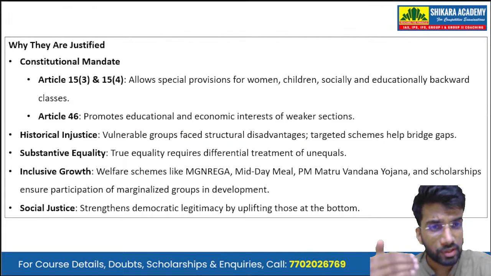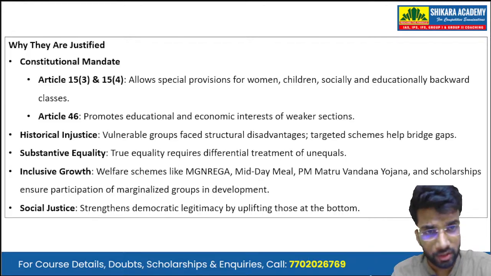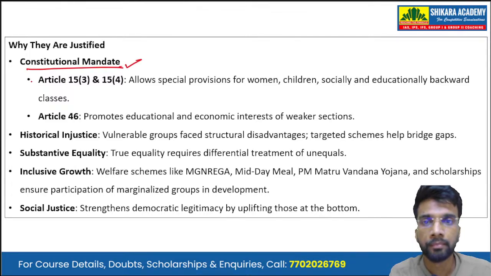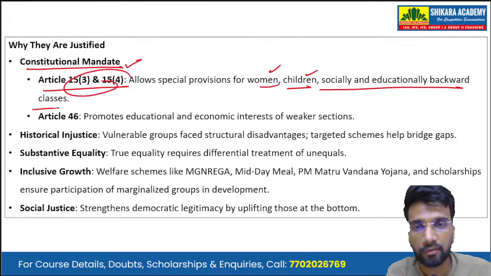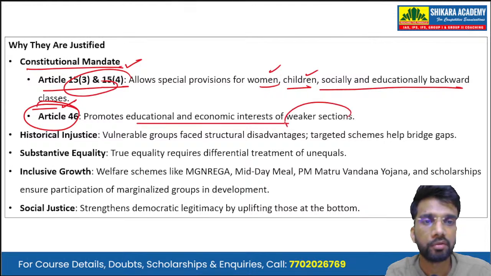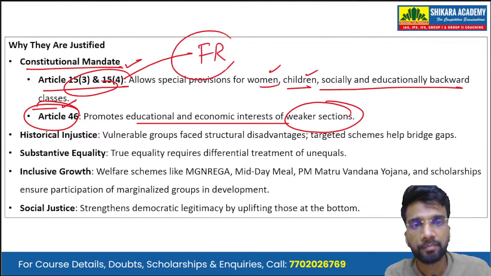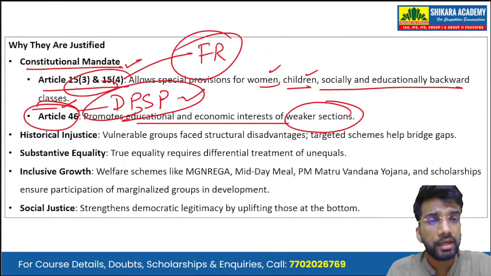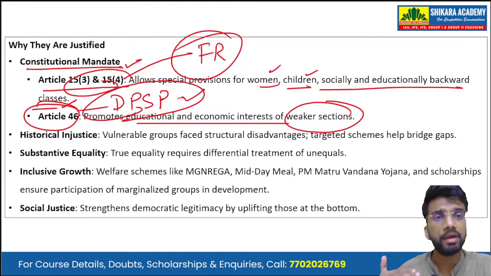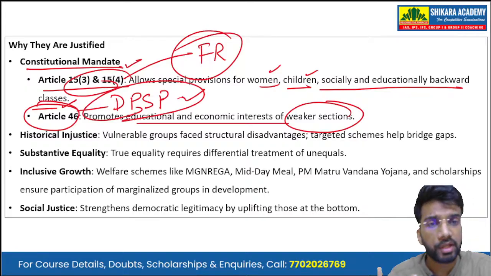But we have to give the justification, and the justification should be stronger than the reasons mentioned. First, we have the constitutional mandate. Article 15(3) and Article 15(4) allow special provisions for women, children, and socially and educationally backward classes. And Article 46, a DPSP, promotes the educational as well as economic interests of the weaker sections. So both the fundamental rights and the DPSP give the mandate to the government to make particular schemes towards the upliftment of the vulnerable sections of society.